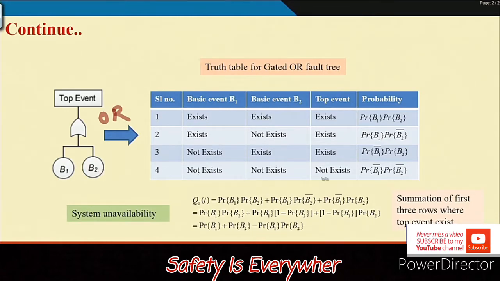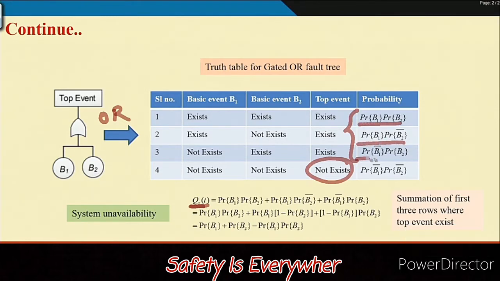That is what is given here. Top event not existing means the system is available. So then the probability of the first three, where the top event exists, means the system is unavailable. So you calculate and sum up the probabilities of these, this is what is done here.